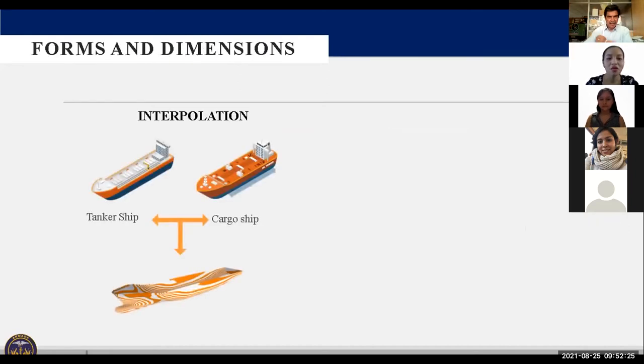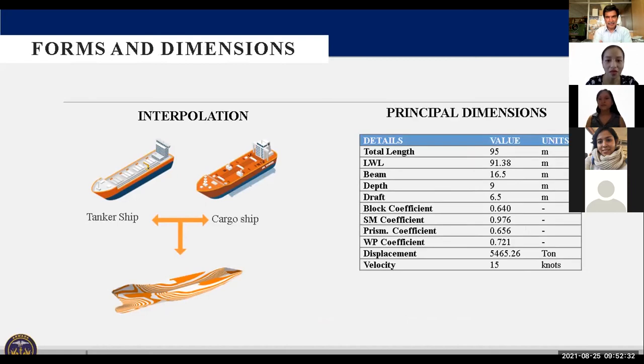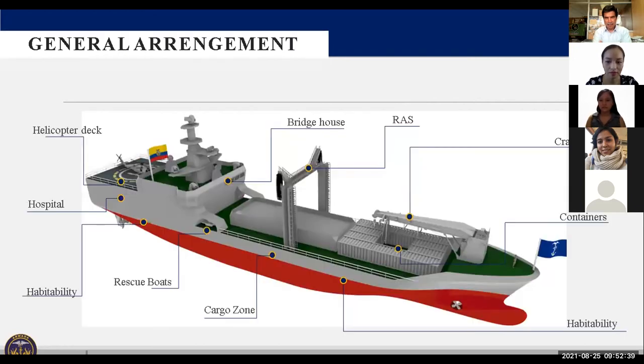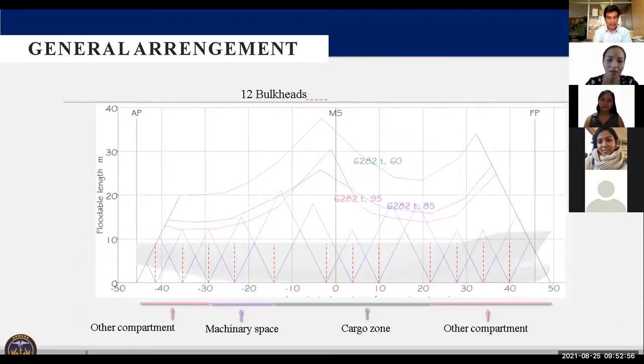The main dimensions were obtained by interpolation of cargo ships and tankers. The dimensions are length 95 meters, beam 16.5 meters, and draft 6.5 meters. You can see in the arrangement the distribution of the main equipment. In the bow, crane, containers, and habitability. In midship, RAS and cargo zone. And in the stern, rescue boats, habitability, hospital, brigade house, and helicopter deck.